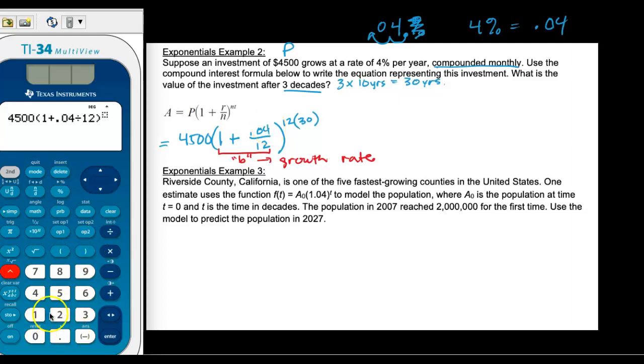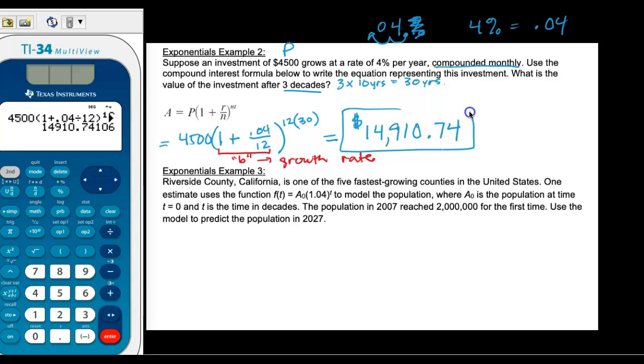Raised to the, you can multiply those ahead of time and write them on your paper, or you could do what I'm doing and just punch it right in all at once. And so you end up getting a value of $14,910. And since this is money, I'm going to round to 2 decimal places, so 74 cents. So if someone invests $4,500 with these terms, they're going to end up getting $14,910.74 after 3 decades. So long time in the bank, but that's quite a bit of growth.